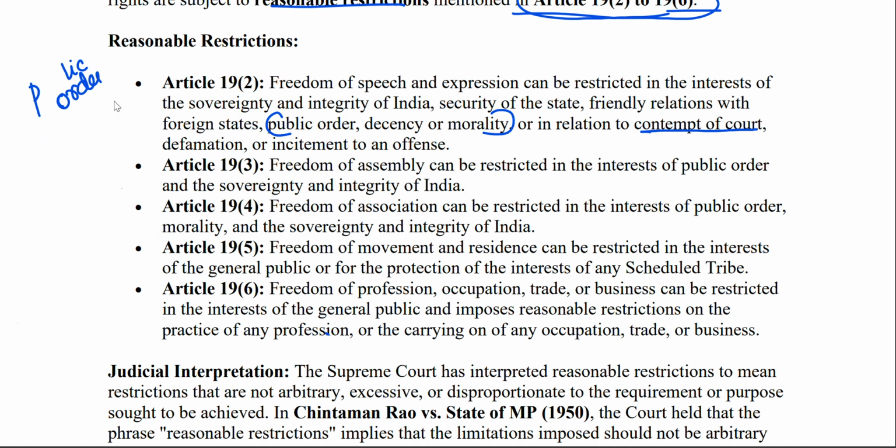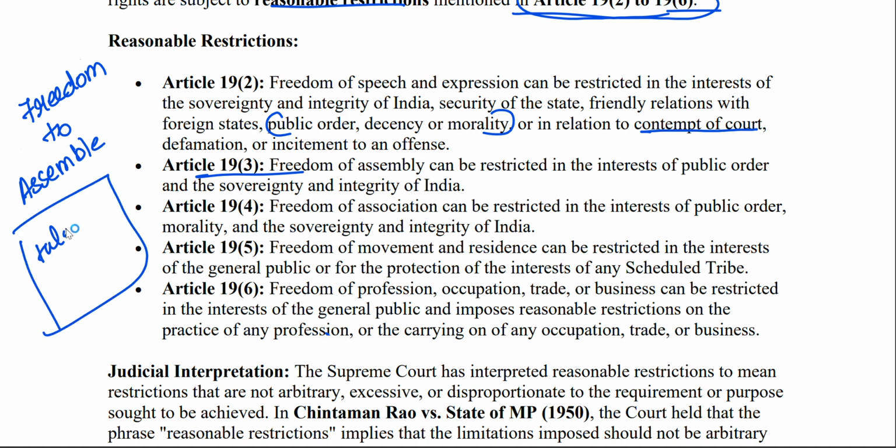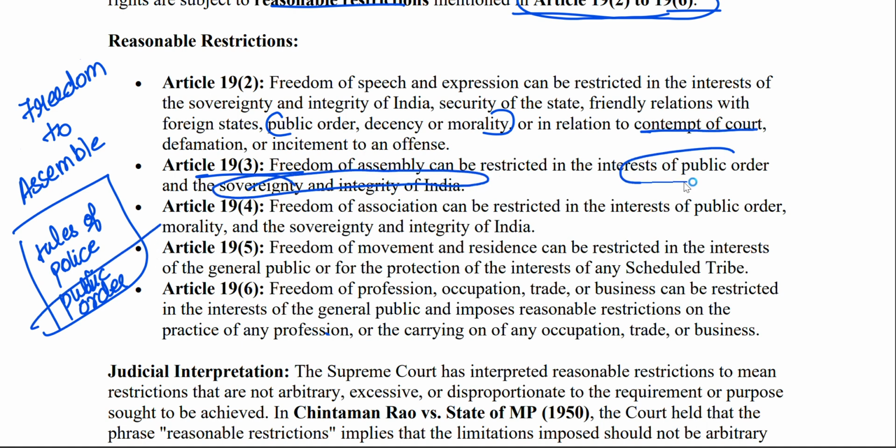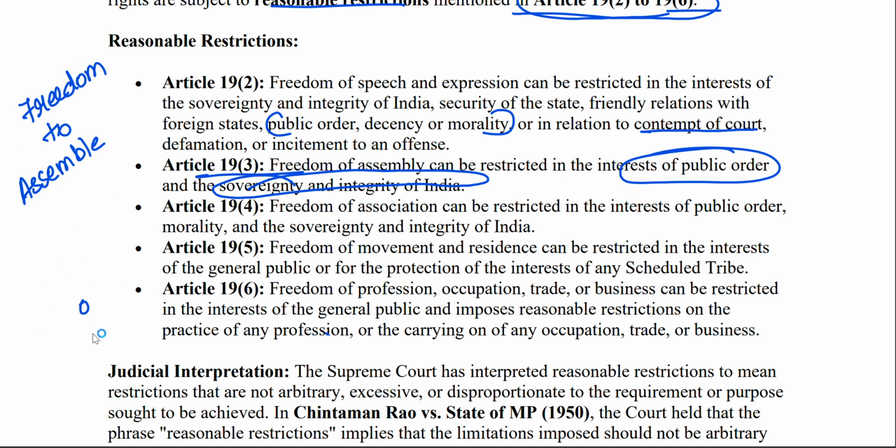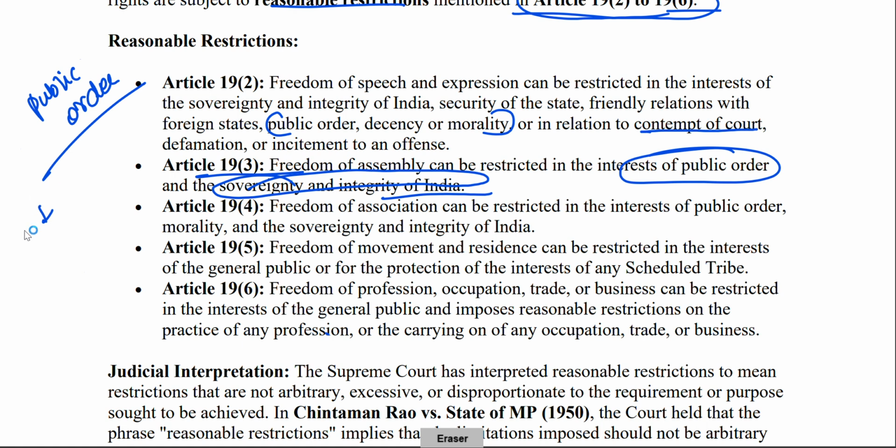Okay. Now, Article 19.3. This is related to the freedom to assemble. Now you are gathering at a place, you need to maintain the rules of the police, right? When you are gathering, it is a public place, right? So public order must be maintained. And sovereignty and integrity of the state must also be maintained. When you are gathering, you are just gathering, you are not speaking. When you all are assembling, you need to follow the rules set by the police or by the state. You should not gather at a place and start beating everyone passing you. So public order must be maintained here, and sovereignty and integrity of India must be maintained. Right. Now this is 19.3.